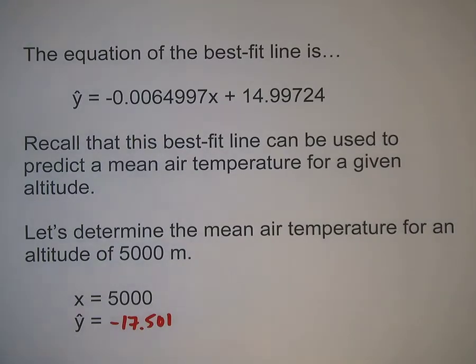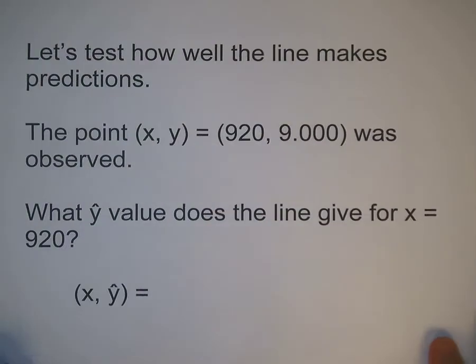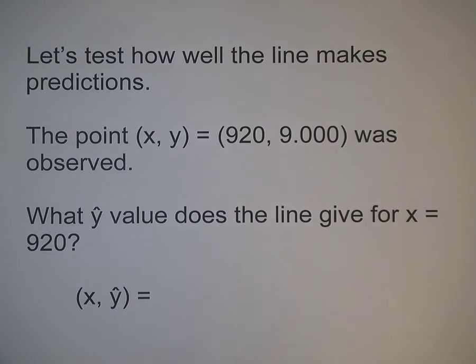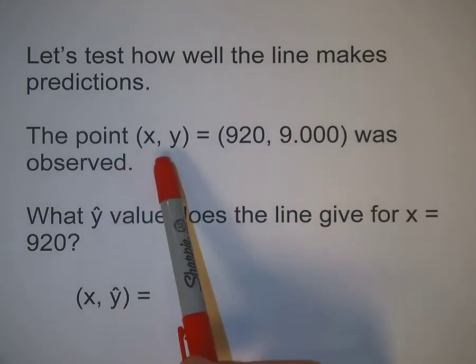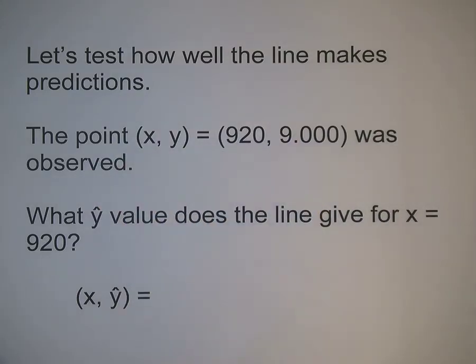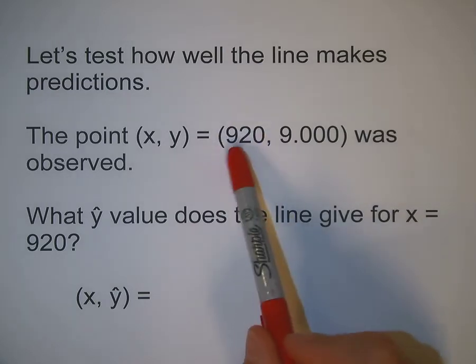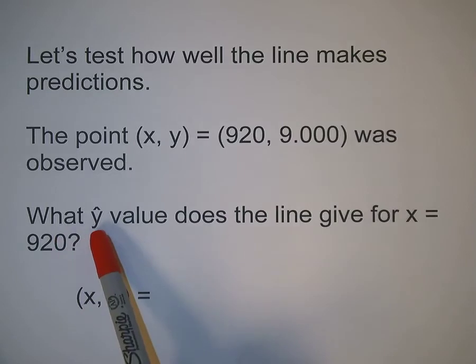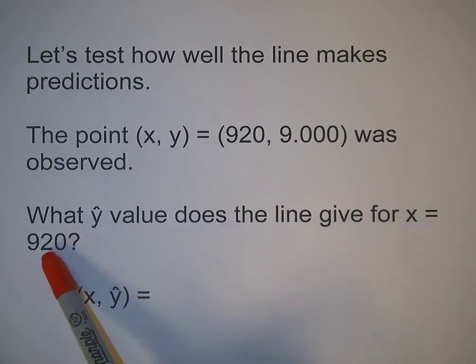So that was a prediction for an x value that wasn't part of an observed value. Let's now test how well the line makes predictions. This point, 920, comma 9.00, represents the altitude and mean air temperature of Arthur's Pass. So this is my x value, this is my y value. These are both observed values.